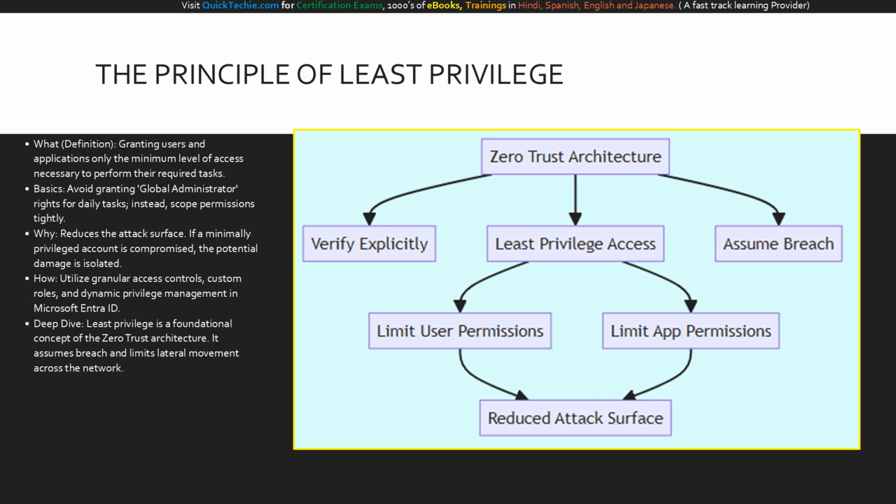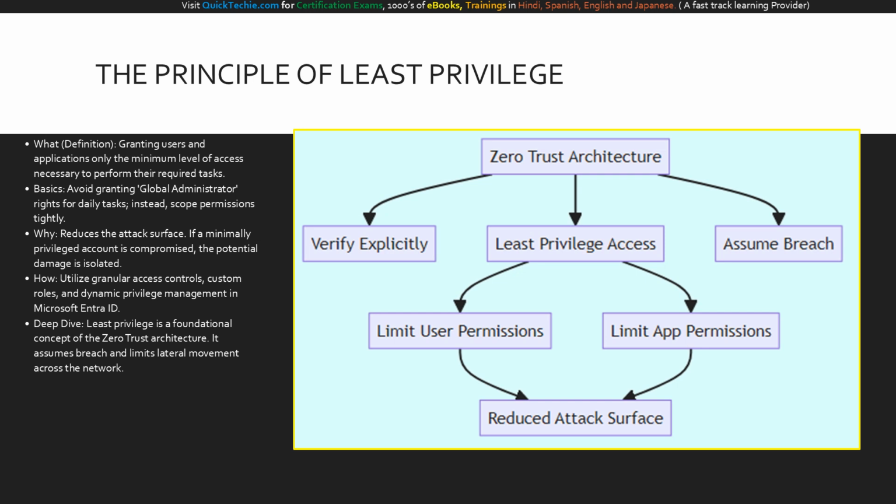If an attacker breaches a marketing intern's account, they only gain access to marketing brochures, not the financial databases or enterprise security settings. Least privilege is the core of the zero-trust mindset. We assume a breach will happen, and we proactively build authorization walls to prevent the attacker from moving laterally across our environment. This diagram illustrates the three pillars of the zero-trust architecture.